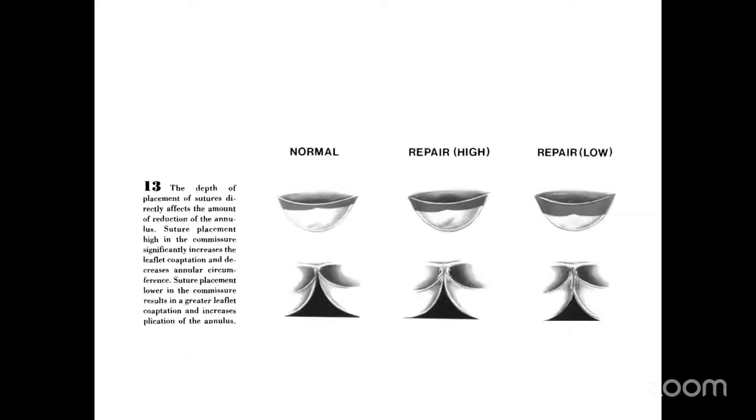technique. The depth of placement of sutures directly affects the amount of reduction in the annulus. Suture placement high in the commissure significantly increases the leaflet coaptation and decreases the annular circumference. Suture placed lower in the commissure results in greater leaflet coaptation and increased plication of the annulus.